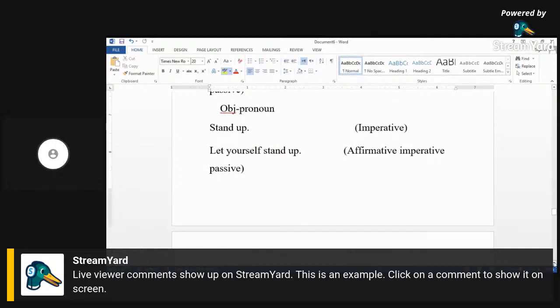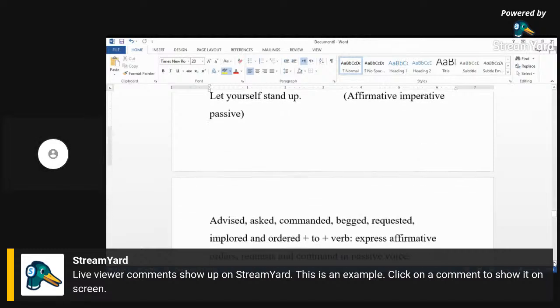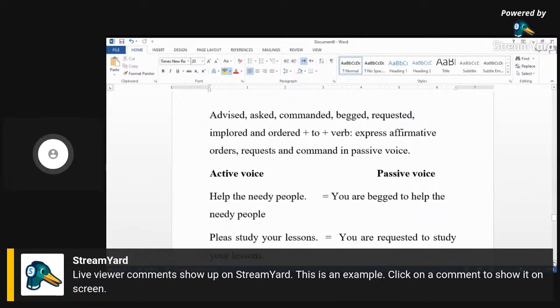Look at the second example. Stand up. Imperative. Let yourself stand up. This is the passive voice of this. Advised, asked, recommended, begged, requested, implored, and ordered, plus to plus verb, express affirmative orders, requests, and commands in passive voice.